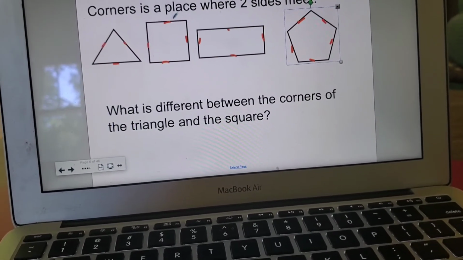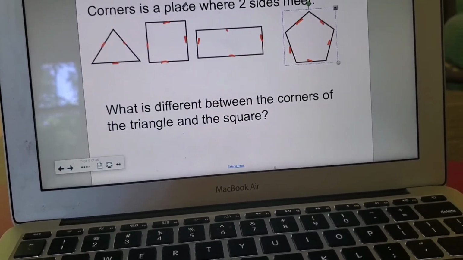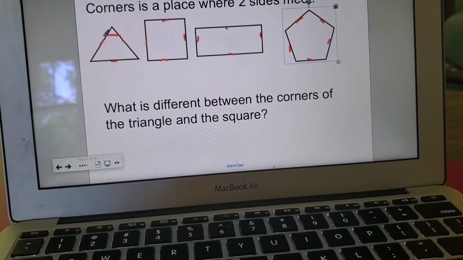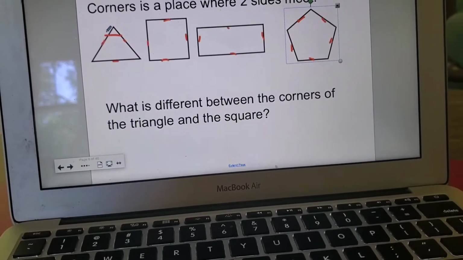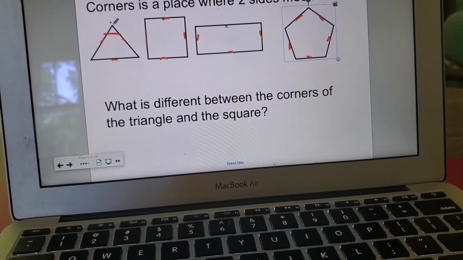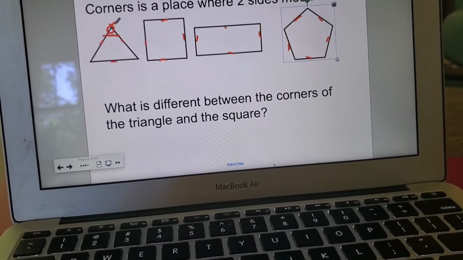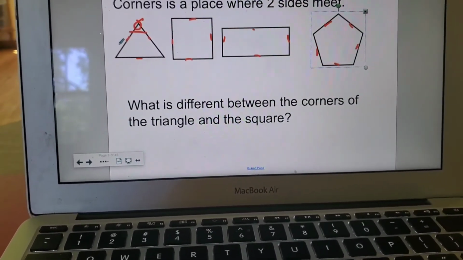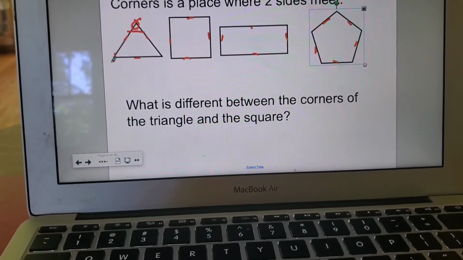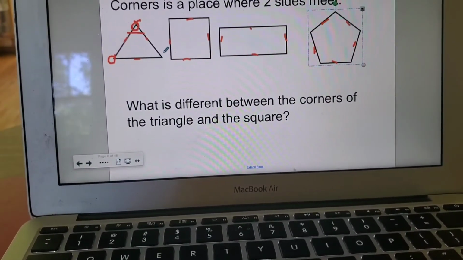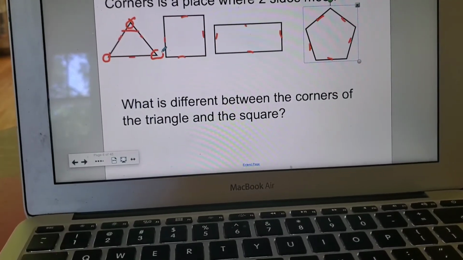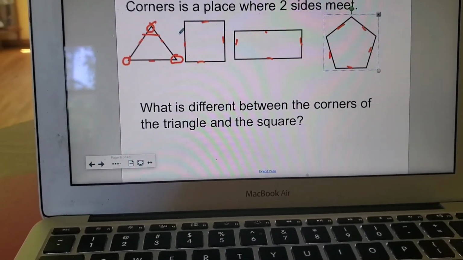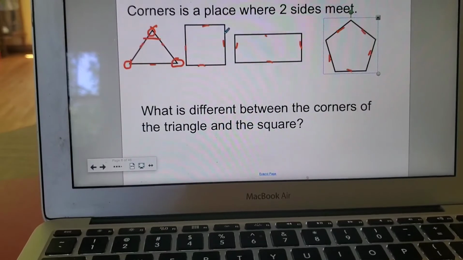Okay, so now that we know what sides are, now we're going to look at this. Corners. A corner is a place where 2 sides meet. So if we look at the triangle, we'll look at this side and this side. Where is the corner at? It's right here. This is a corner. Okay, so let's count the corners of a triangle. Let's see if we can find the rest of them. 1, here's another corner, 2, here's another corner. 3. So there's 3 corners in a triangle. How cool is that?